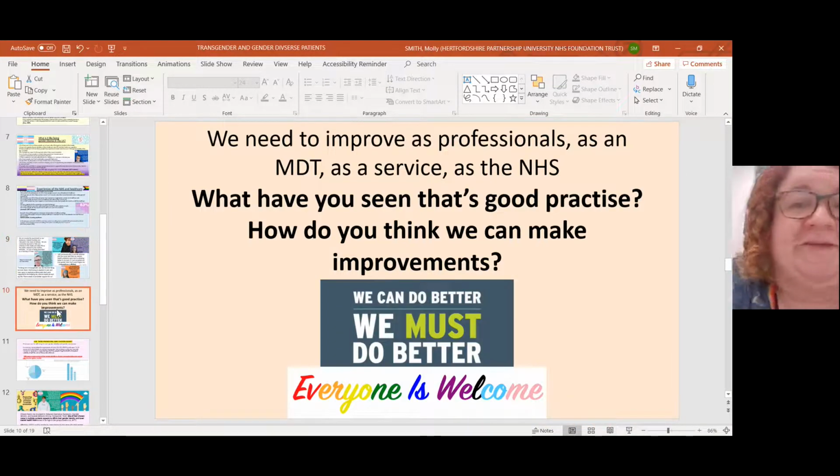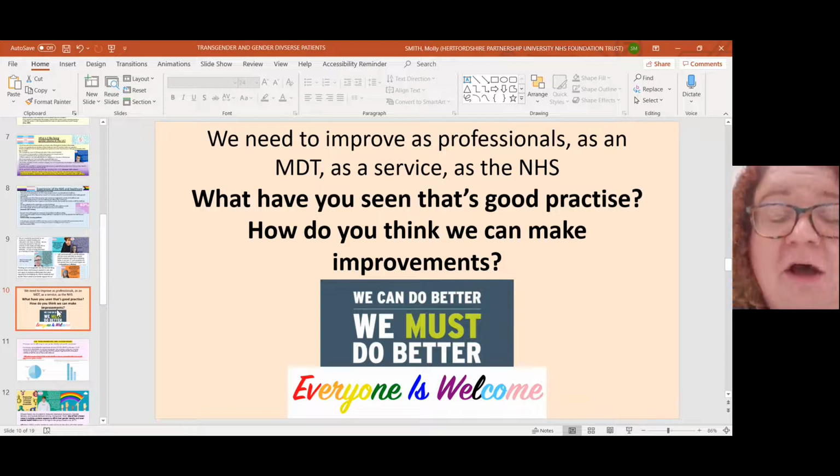We need to improve as professionals. We need to improve as a multidisciplinary team. We need to improve as a service. We need to improve as the NHS and other healthcare settings.